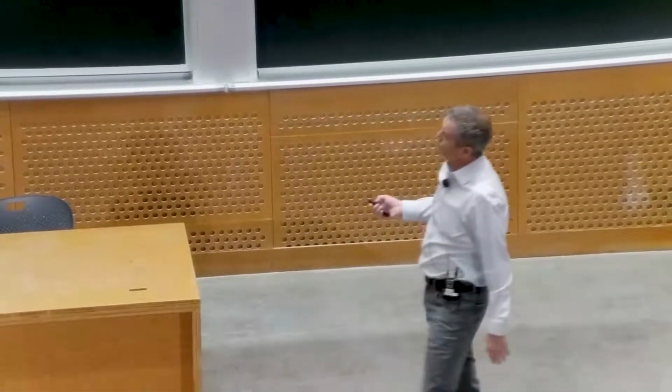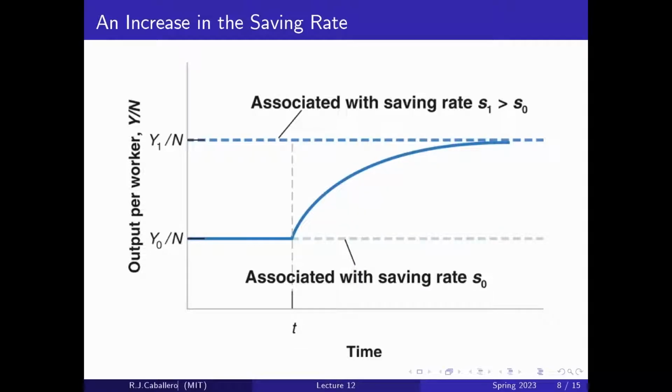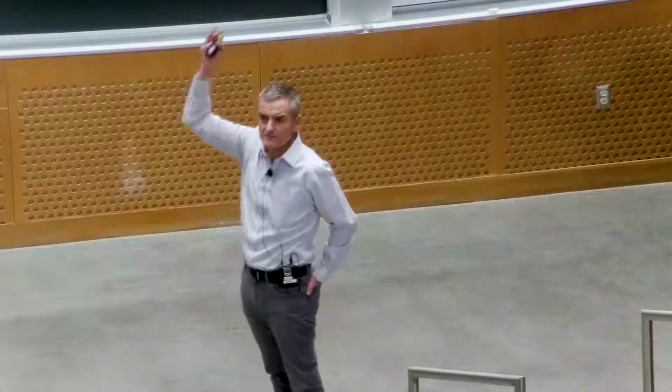So this is a plot over time. This is a case in which you were in a steady state, and at time t, the saving rate goes up, s1 greater than s0, a jump. Then output cannot jump. So the saving rate goes up, but output cannot jump at day 0. Why is it that output doesn't jump immediately to a new steady state?